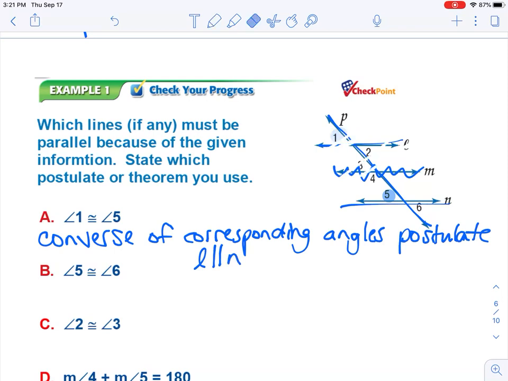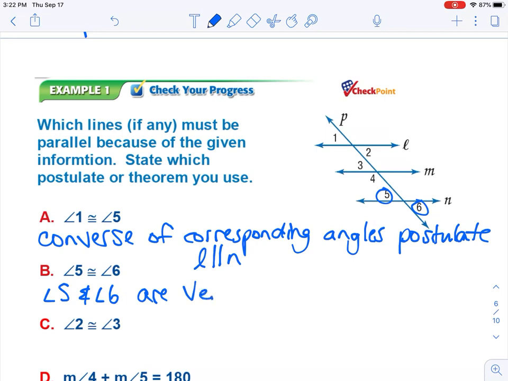Okay, now we're looking at 5 and 6. 5 and 6 are congruent. They are vertical angles. But vertical angles don't tell us anything about parallelness. So we can say angle 5 and angle 6 are vertical, but we can't prove parallel lines.